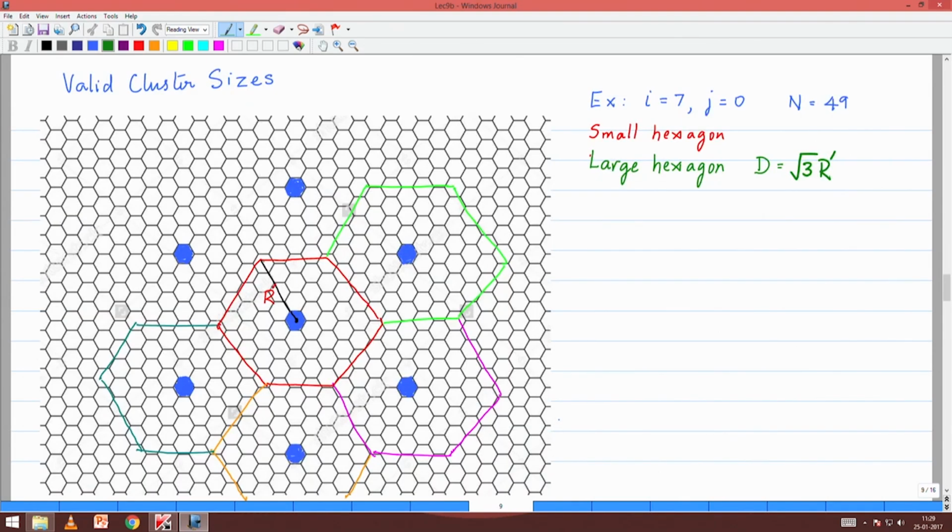Okay, so here is a very dense picture. Let me take the center cell, the one that is shaded blue, and I am going to do this using the algorithm that I described. I'm going to move 7 units in one direction and 0 in the other.